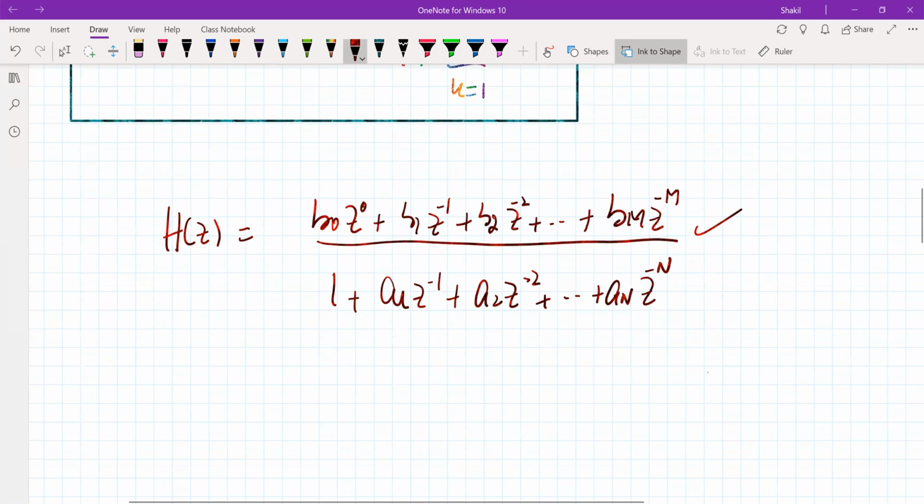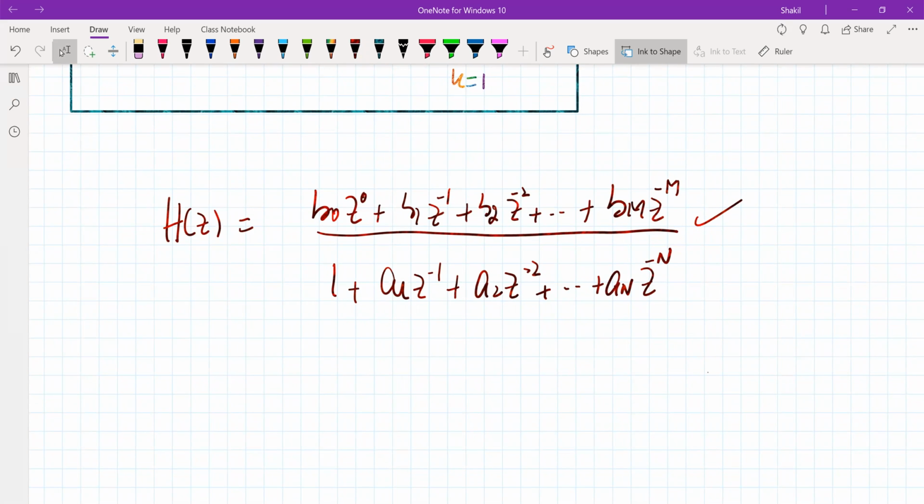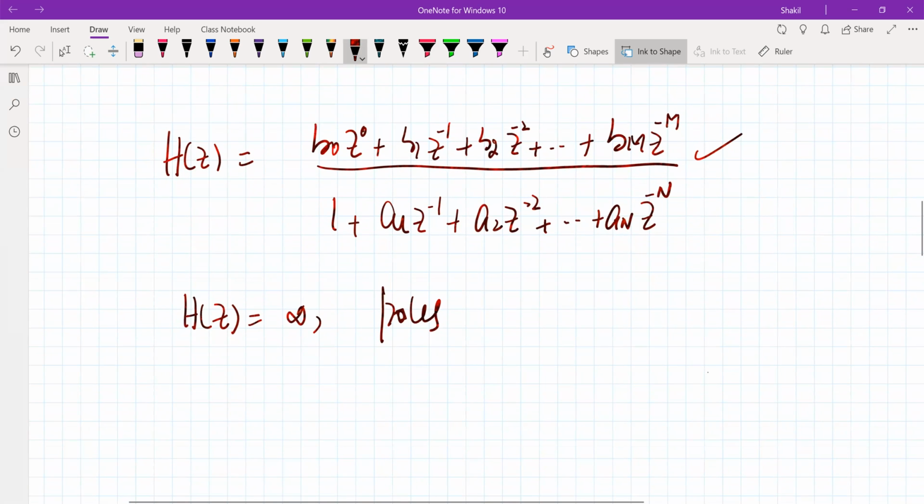Now the values of z which make this transfer function equal to infinity are referred to as the poles. Means when H of z is equal to infinity, the values of z which make H of z go to infinity are referred to as the poles of the system.